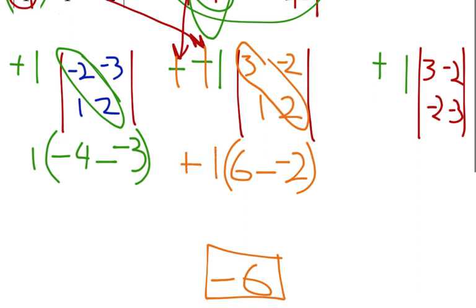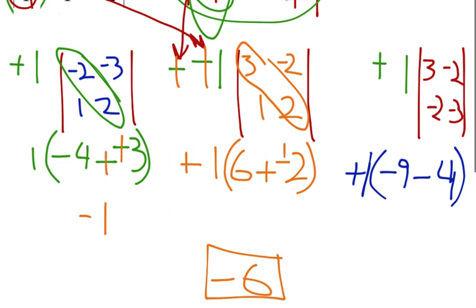Okay, and then over here on the last matrix we're going to get -9 minus, it's going to be +4. Okay, and that's times a +1. Okay, so now we just continue to work it out, and we should get -1. It should turn into 8, and this should turn into -13.